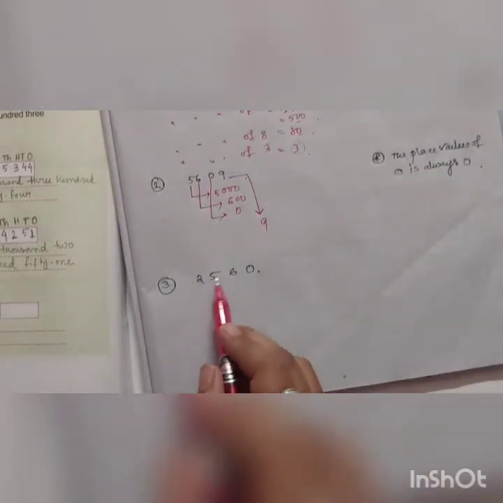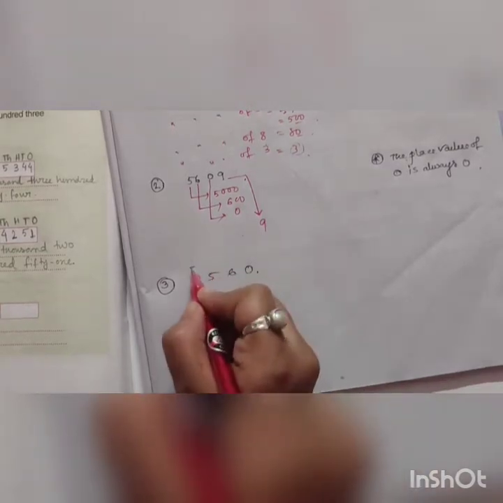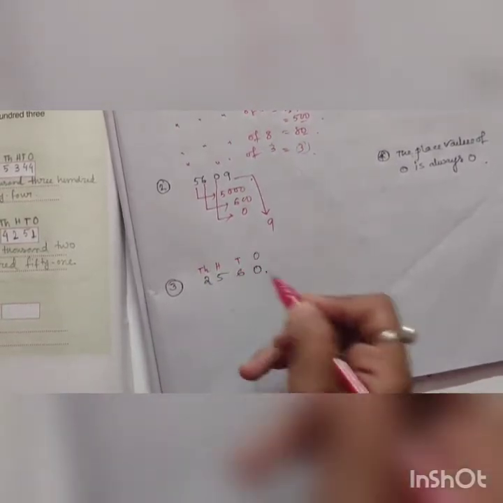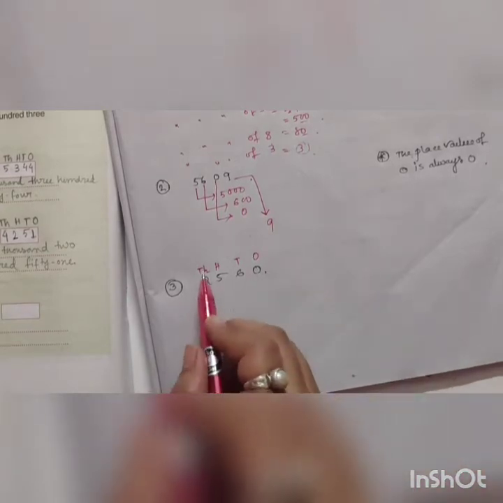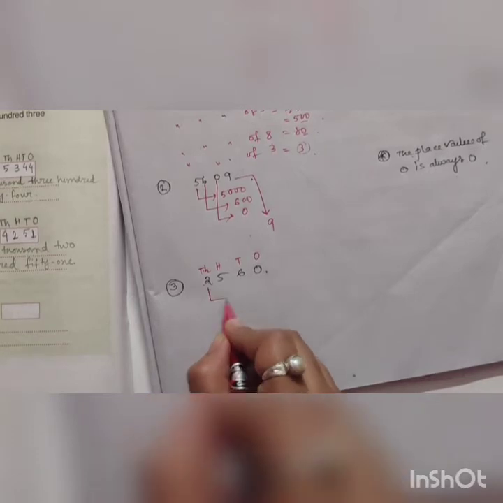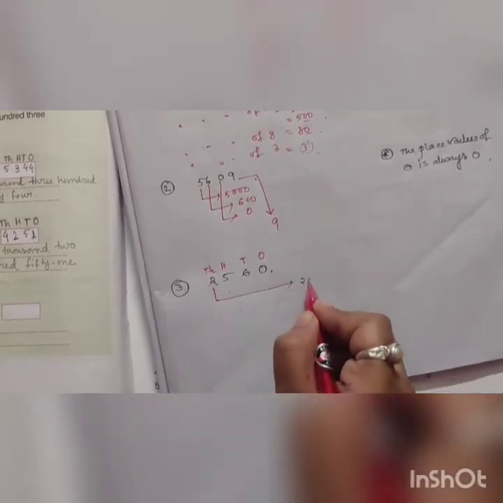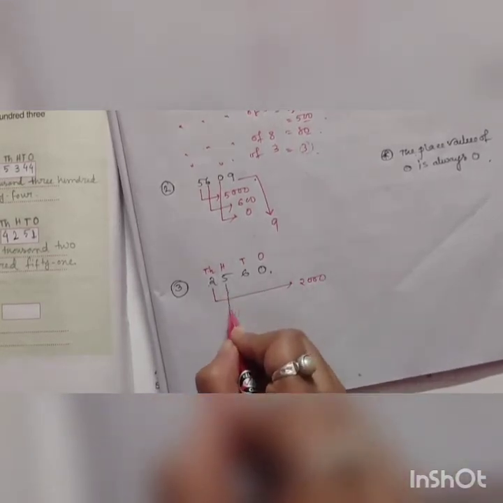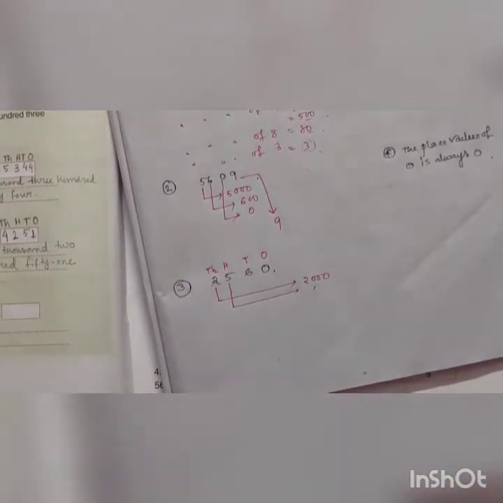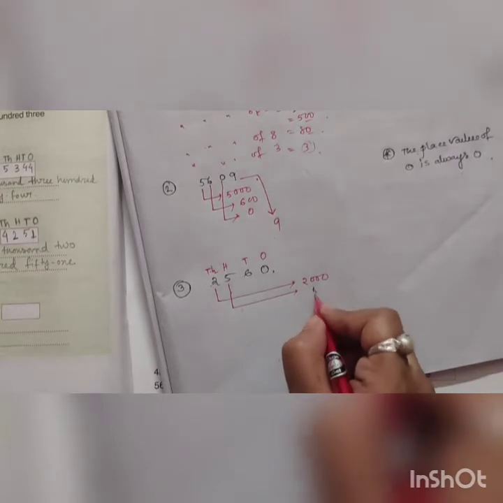Next one, 2560. 2 thousands 5 hundreds 6 tens 0 ones. So that is 2560. So the place value of 2 is 2000. The place value of 5, 5 is in hundreds place, that is the place value of 5 is 500.